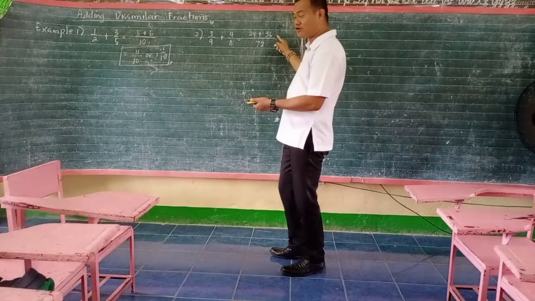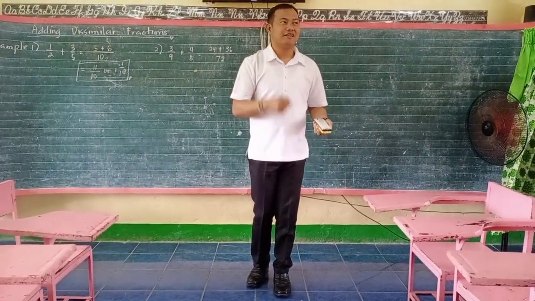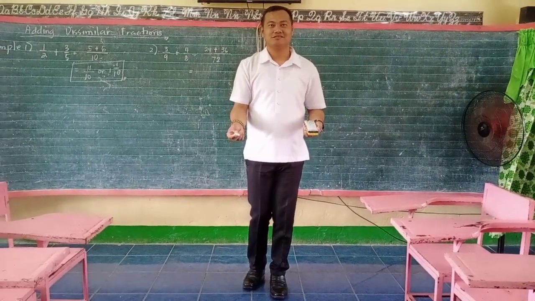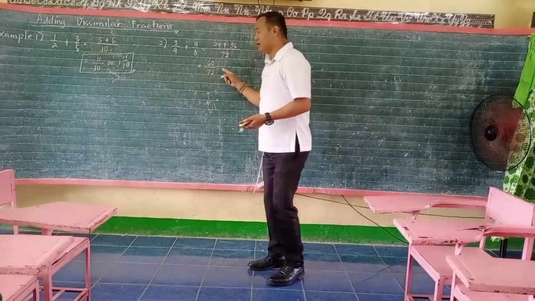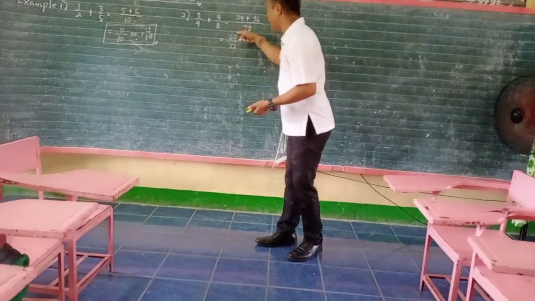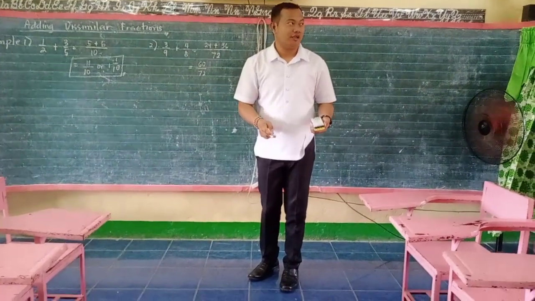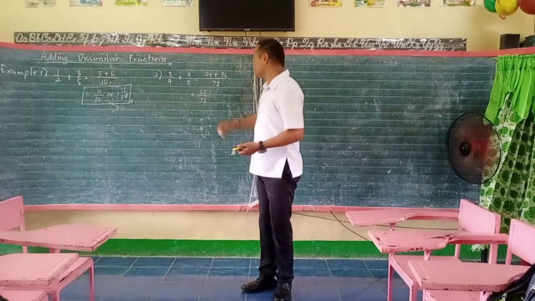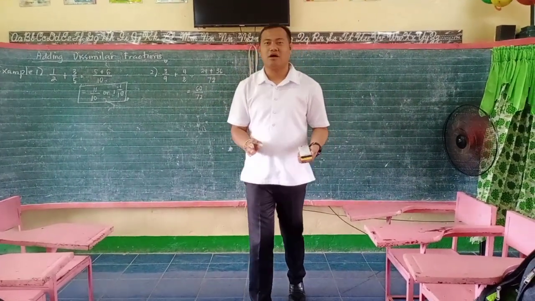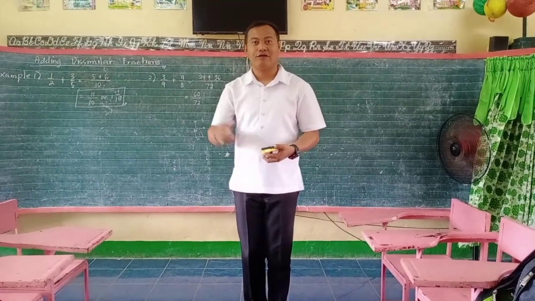Getting the sum of the numerators now, we have 24 plus 36, that is 60 over 72. Take a look at our answer. Can we reduce 60 over 72 to lowest form or simplest form? Exactly. So how are we going to find the simplest form or the lowest term of 60 over 72? Do you have any idea?